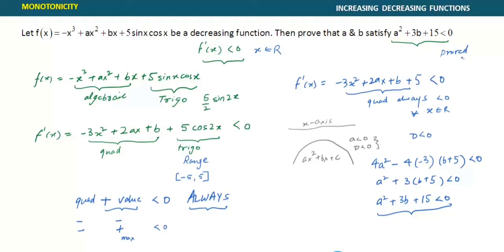I hope this question is clear. Watch the video again to understand, because it's a beautiful question that combines trigonometry and algebra. We eliminated trigonometry and then used the quadratic also. A perfect question to be asked in a paper of tough level.